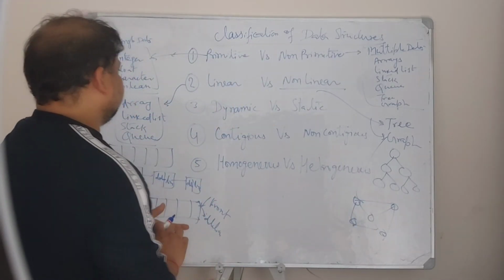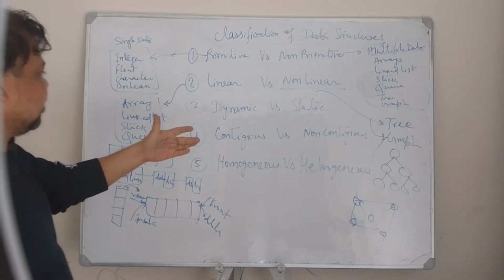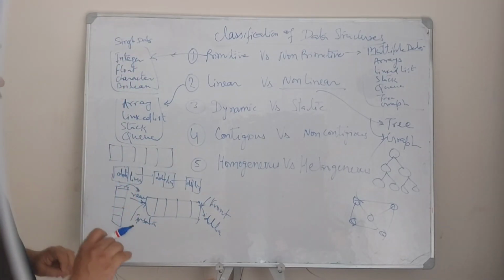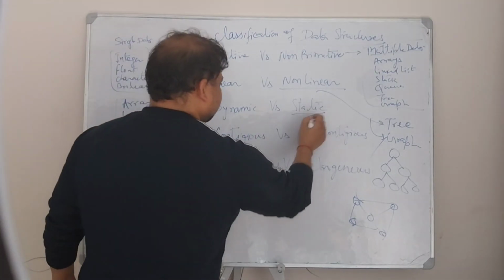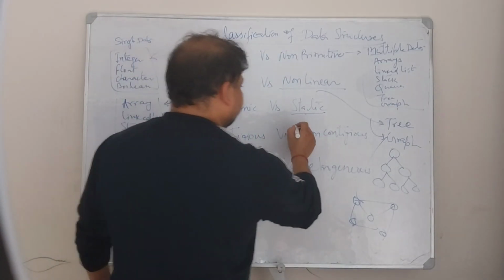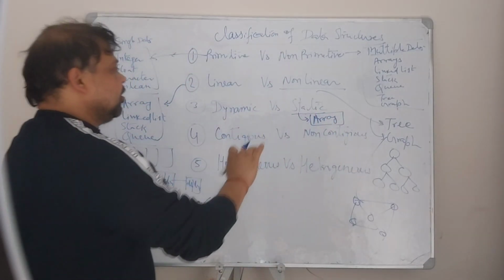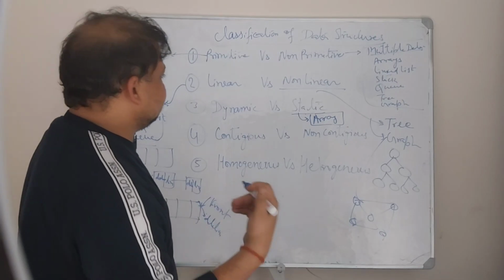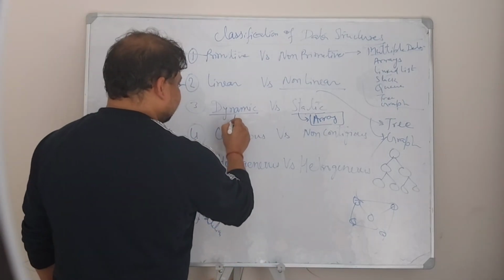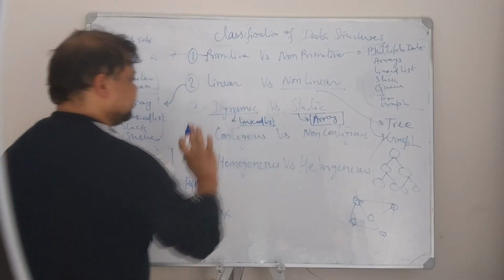Another one is dynamic versus static. In the case of a dynamic data structure, the memory space is given as per the requirement, so that is dynamic; otherwise it is static. Array is mostly taken as static, because in C we give the size during declaration of the array. And dynamic means a linked list, which you can use dynamically.